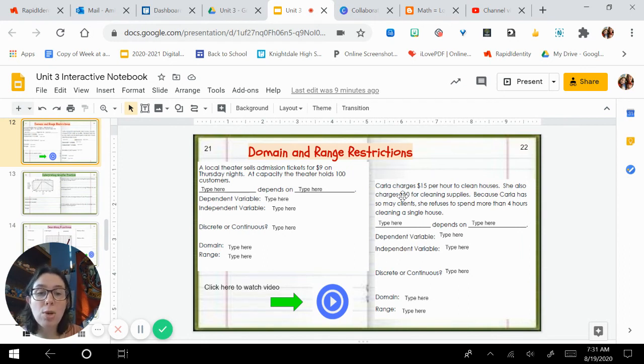Okay, so you're going to think about what depends on what. What are the two things going on here? What is the dependent and independent variable? Is this discrete or continuous? That means, can you have half of something? Can you have half money? Can you have a half hour? Something like that. And then what's the domain and range? Think about what's the smallest amount and then what's the largest amount. So giving you guys a hint, we're looking at money and hours here. Think about how much money and how many hours she can work. So you're going to fill that in on your own.